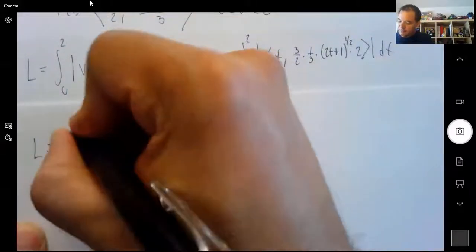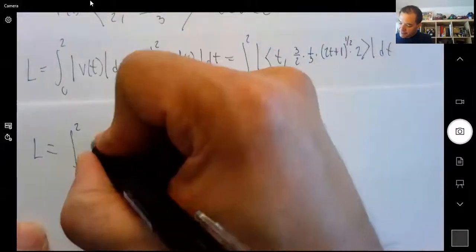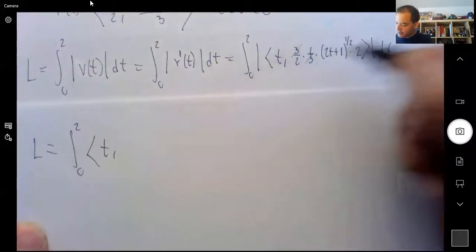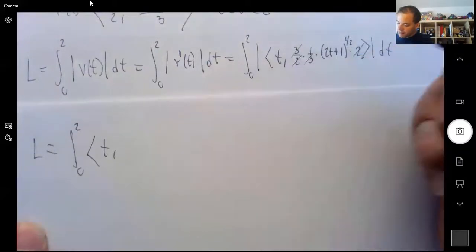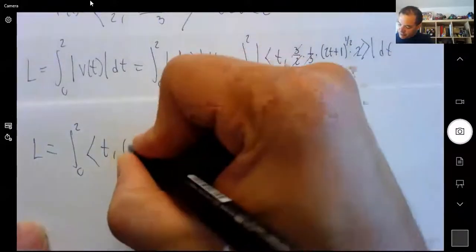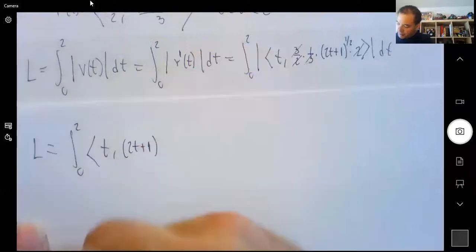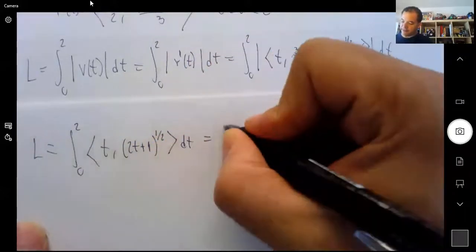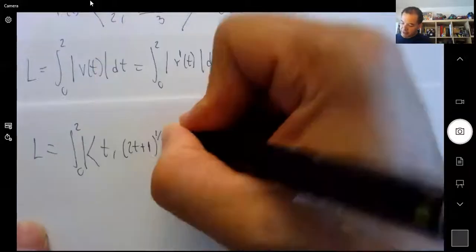So it's the integral from 0 to 2. Let's first simplify this because there's a lot of things here. So this 3 goes with this 3 and this 2 with that 2. So it's t and then (2t + 1)^(1/2). All right, fine. Now let's get the magnitude of that.